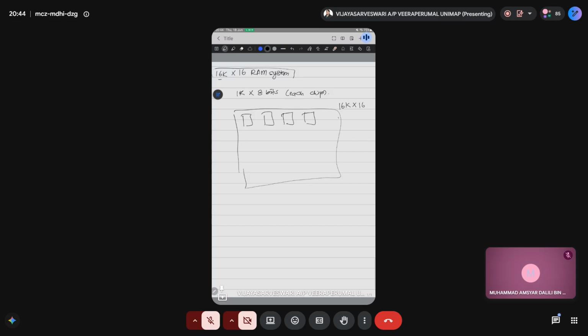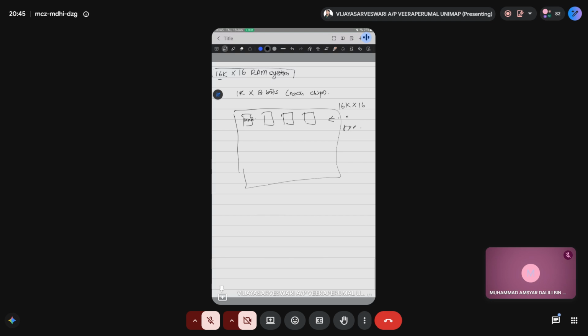How many chips do we need to allocate inside this big system if one chip is 1K times 8? So this is what that means. We want to find how many rows and how many columns. That is the main thing that we need to find.